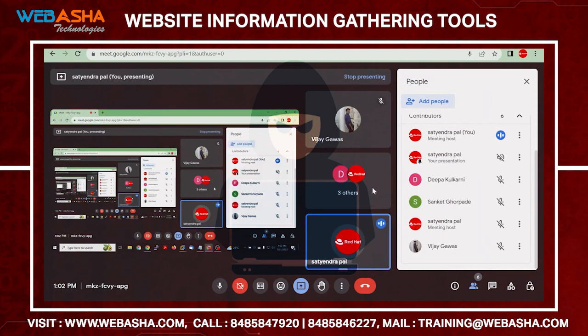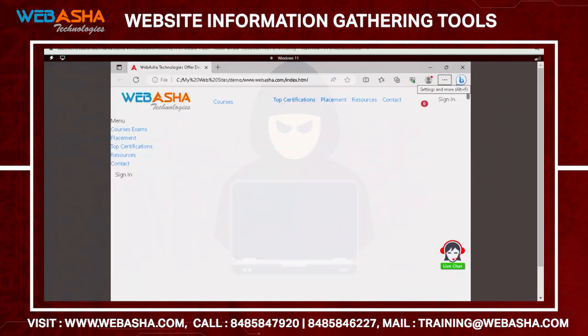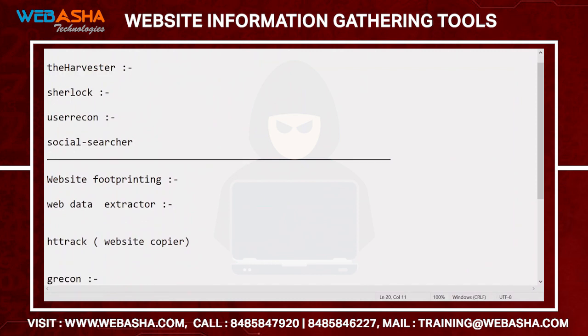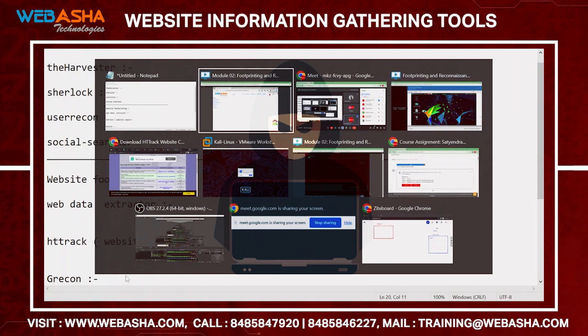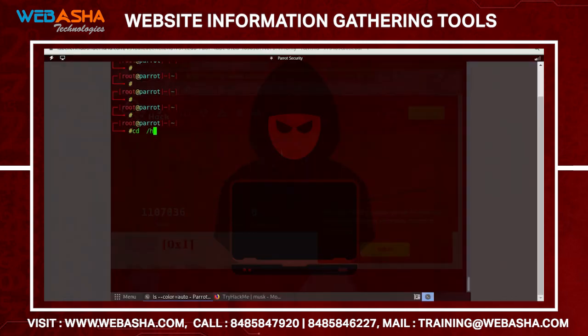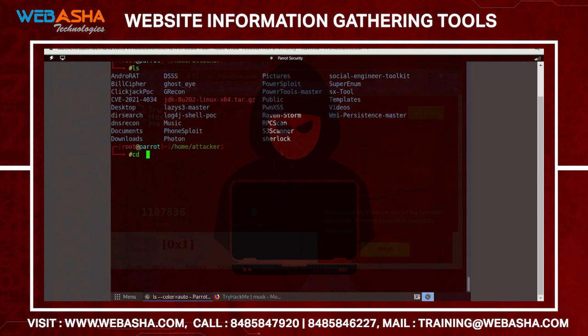And then finally in website footprinting, the next one we have is Grecon, which we can say is Google Recon. So what exactly is Grecon? This is also a tool to extract information about a portal or site. I already have my Grecon. You can download all these tools from GitHub. In my case I already have the tool; I already cloned it.